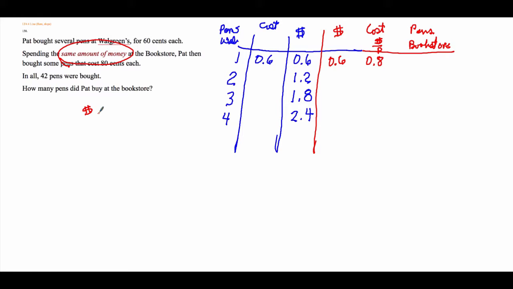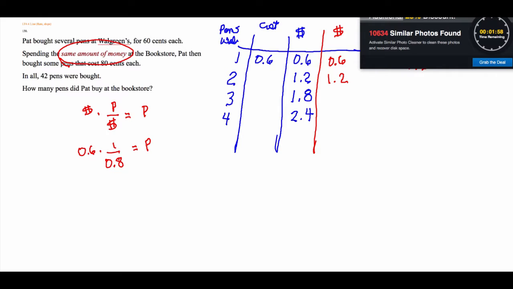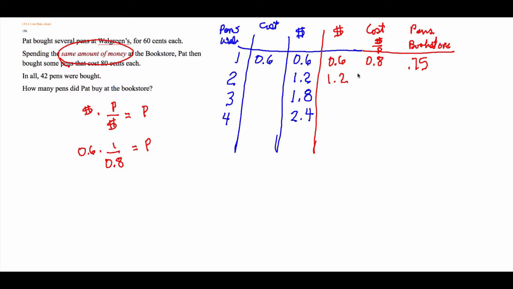If I take the dollars and I multiply by the number of pens per dollar, that'll give me the number of pens. Well, 0.6, and I flip this 0.8, I get 1 over 0.8. That'll give me the number of pens. And here, 0.6 divided by 0.8 is 0.75. That's 3/4 of a pen. I've also got, for 1.2, I'm going to get 1.2 divided by 0.8, which is 1.5 pens.